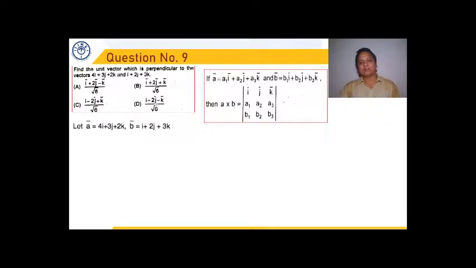So how do we calculate the cross product? The coefficients of one vector go in the second row, the coefficients of the second vector in the third row, and the first row is ijk, and then we expand this determinant. A cross B is ijk, 4 3 2, 1 2 3. Now as we expand along the first row, i into 9 minus 4, that is 5, minus j into 12 minus 2, that is 10, plus k into 8 minus 3, that is 5. So we get A cross B as 5i minus 10j plus 5k.